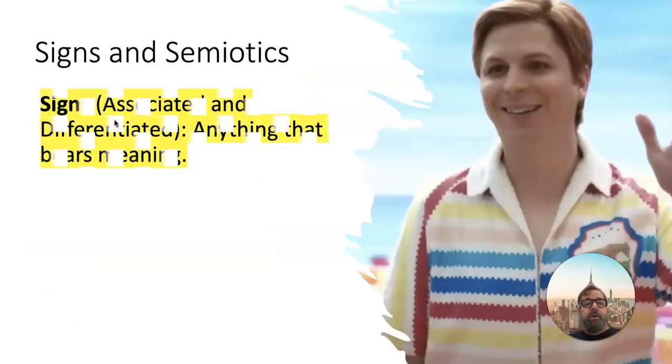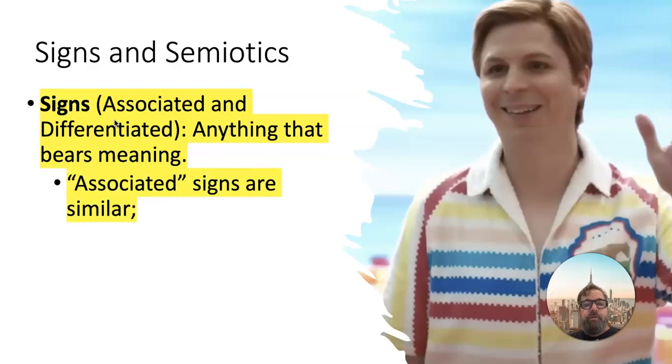So as we go forward, then, a sign, and there are two kinds, associated and differentiated. A sign in terms of semiotics is anything that bears meaning. And you see here Alan from the Barbie movie. I'm going to use him, the character of Alan, the doll of Alan, as an example here. Alan bears meaning in the Barbie movie. And he's a doll, a Barbie doll. You could have bought Alan in the 70s or whatever.